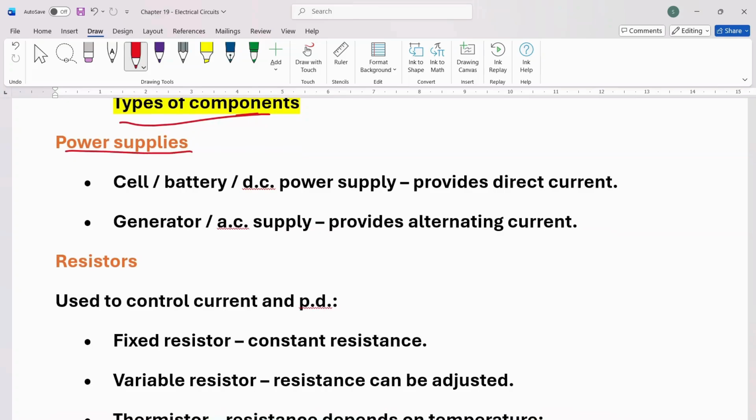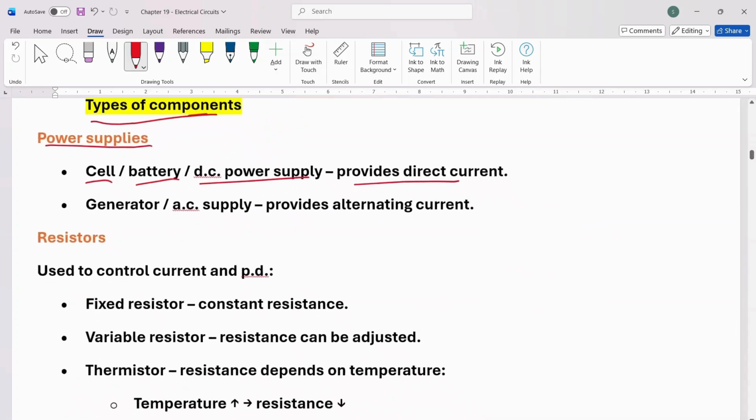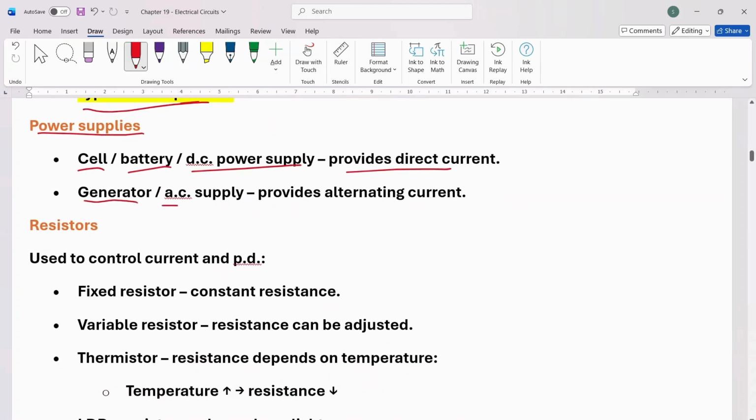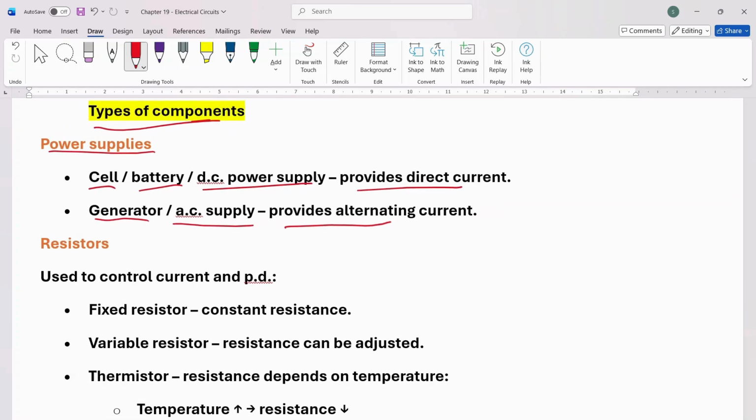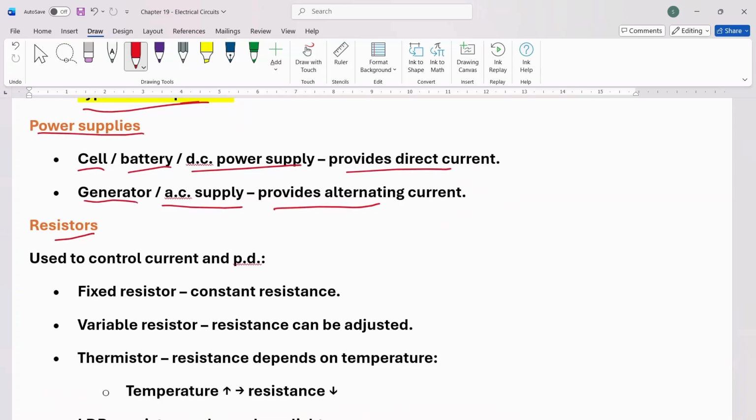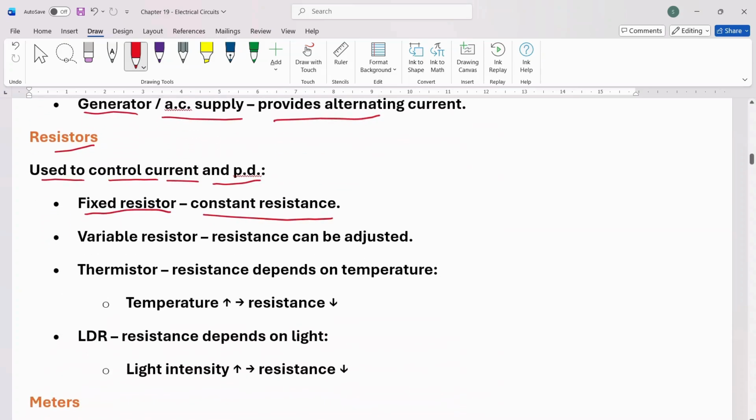Alright, let's discuss types of components. Power supplies: cell, battery, DC power supply, it provides direct current. Then generator, AC supply, it provides alternating current. Resistors are used to control current and potential difference. Now we have fixed resistor, it supplies constant resistance.